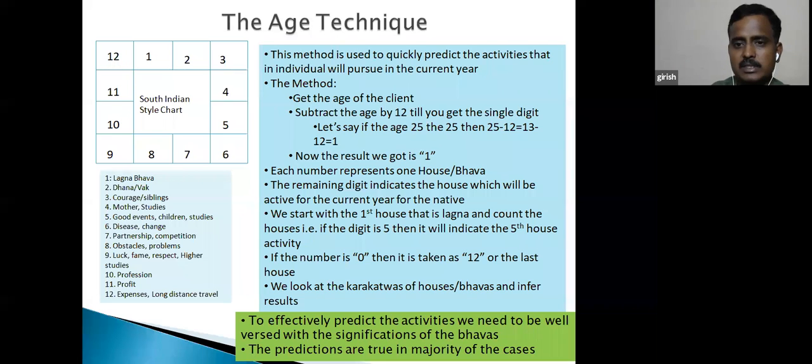Okay, that is the first step. Now let's say in this I have given an example of 25, which is pretty easy. Okay, so 25 minus 12 is 13. Again, you further subtract it, you get the result.